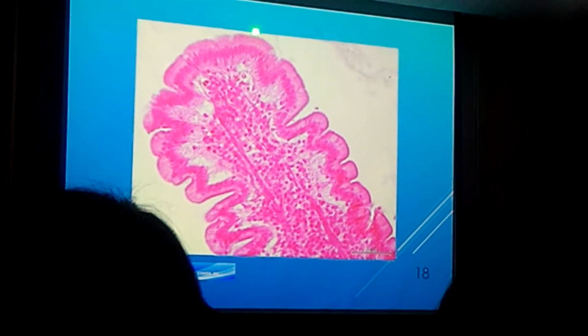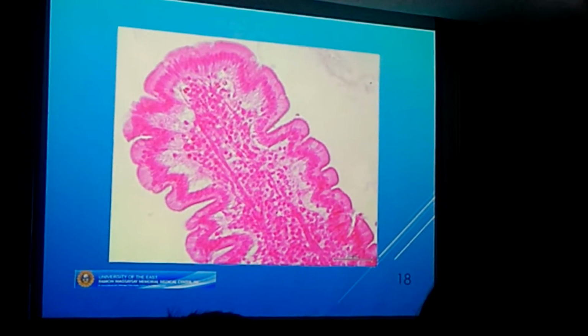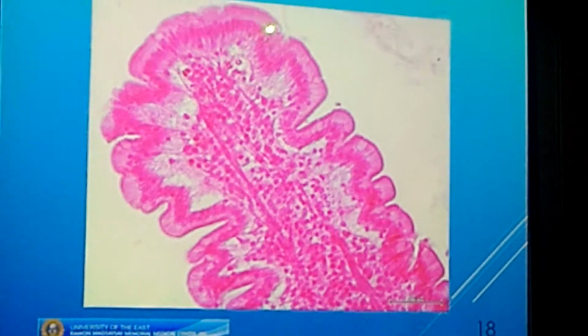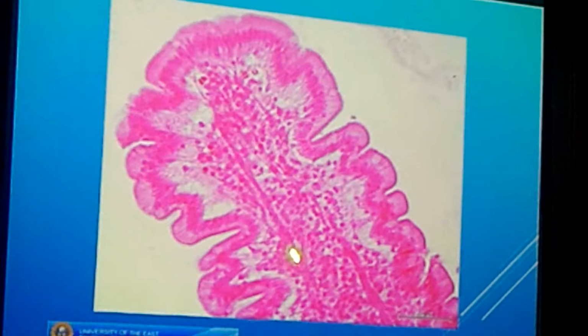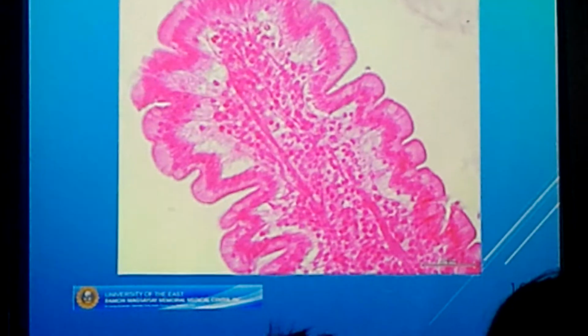Ito. Yung mga hair-like structures. And these are what? Yung white dots, supposedly. So those are your goblet cells. And this inside part is your lamina propria, which is a good example of your loose connective tissue.